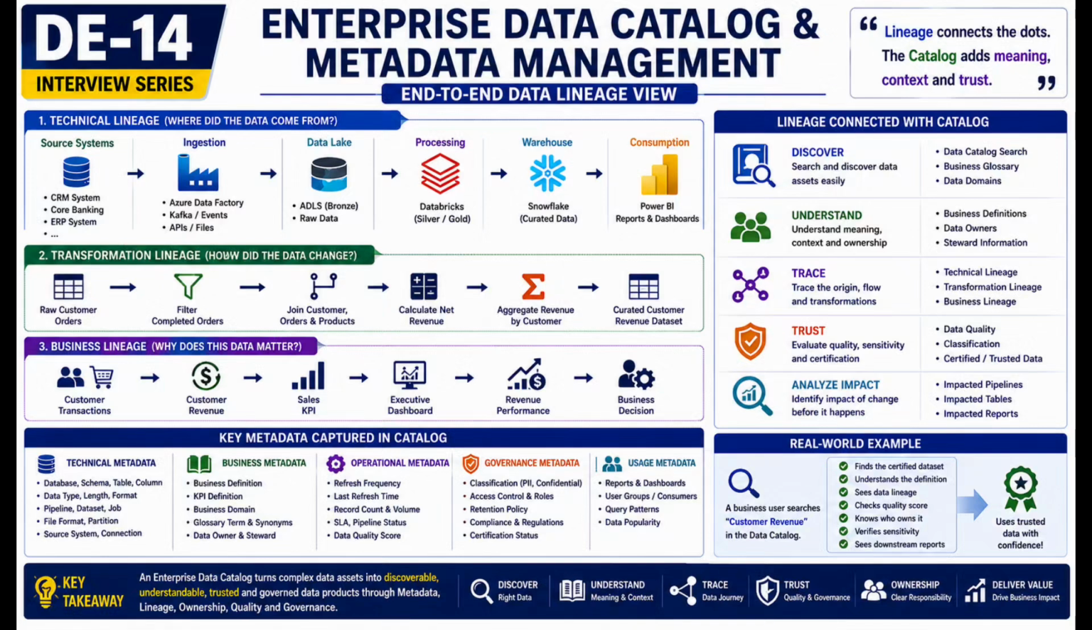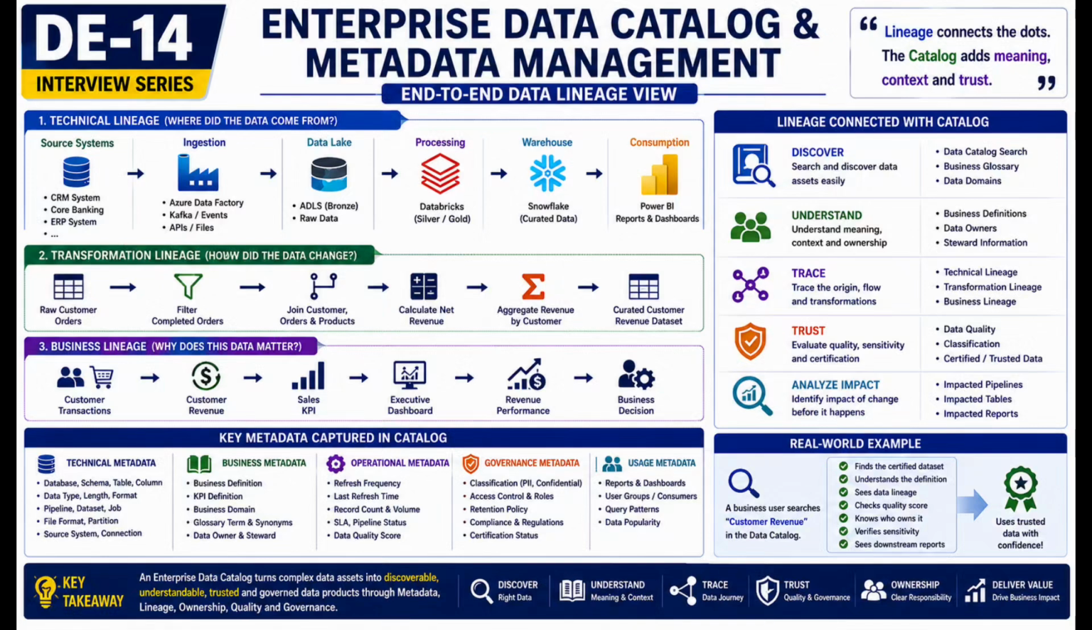So the types of metadata. Now let's discuss the three major categories of metadata. First one is technical metadata. This describes the structure of the data. For example, database, schema, table, column, data type, file format, partition, pipeline, job, dataset, and source connection. For example, customer revenue. Column is revenue, that data type is decimal 18,2.